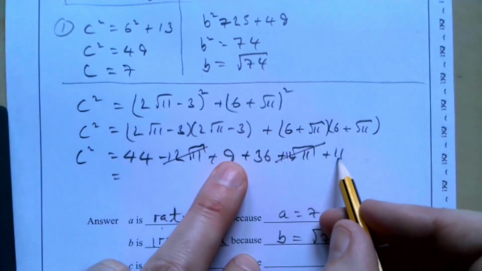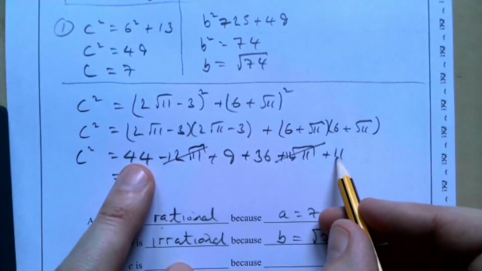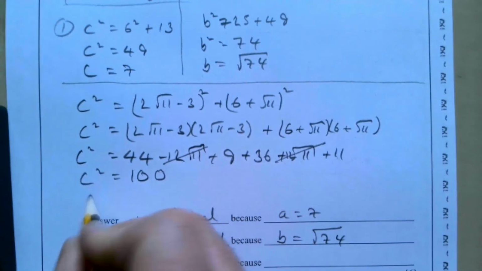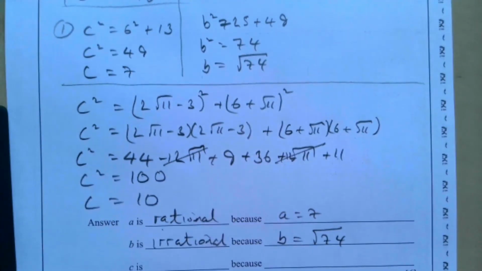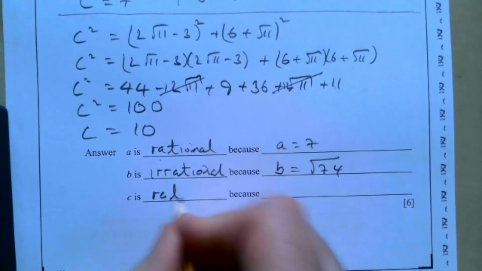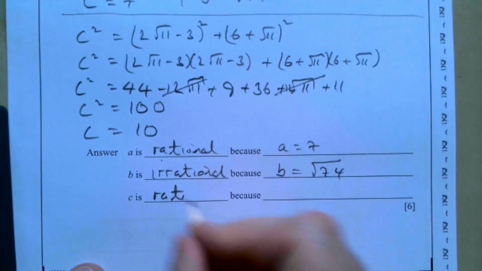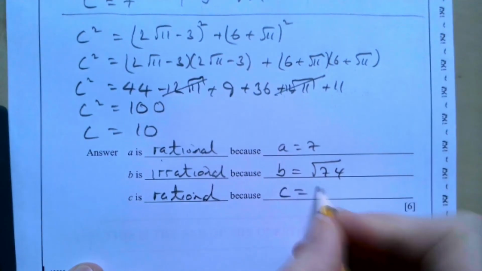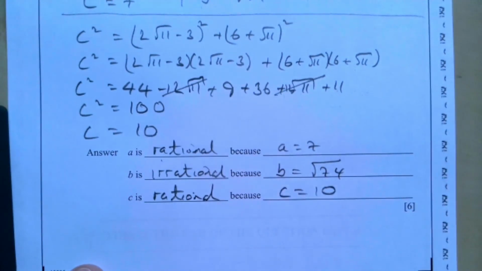So that gives me 20, that gives me 64, 36. So it actually gives me 100. C squared is 100, and c then is 10. So that one's going to be rational. Wee bit of working on that, but we got there. Because c equals 10.